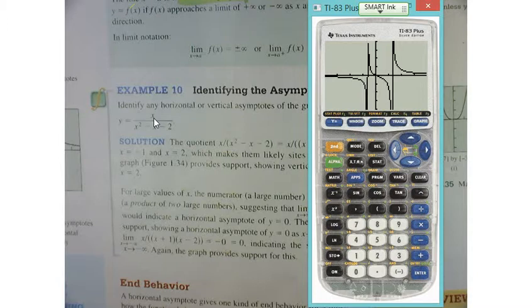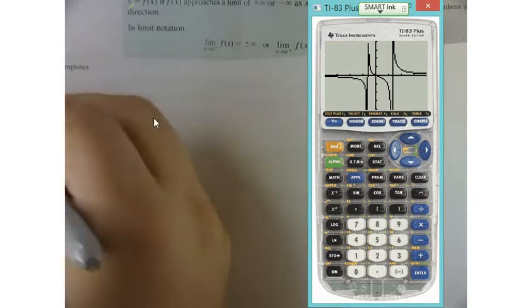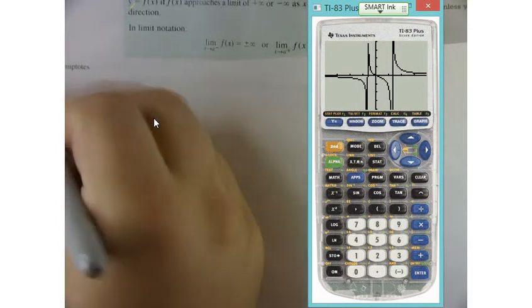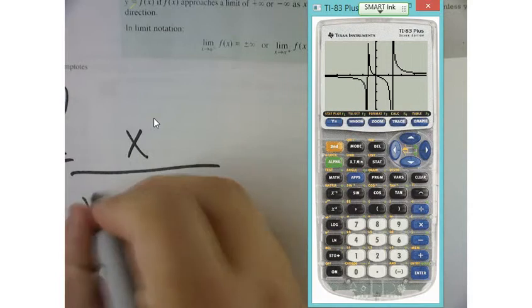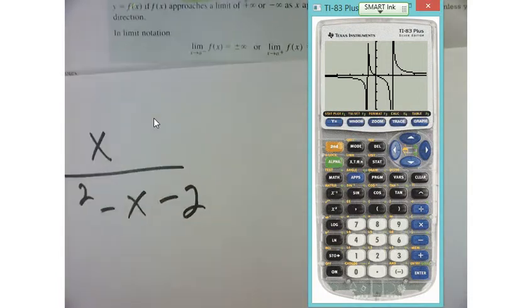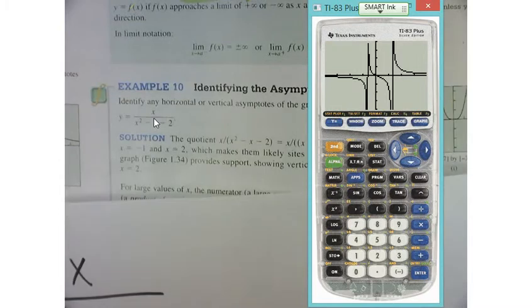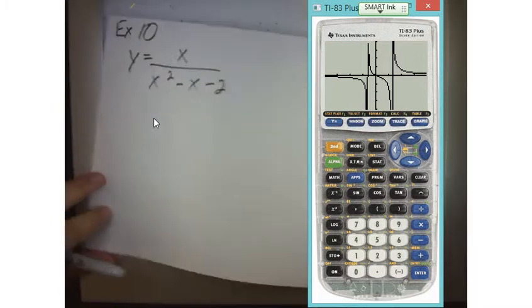We're going to have to algebraically prove this, and we'll still have to use our calculator too. So, let's write down the equation. The equation is, for example number 10, y is equal to x over x squared minus x minus 2, right? Is that right? Is that what it was? Yeah. Alright. Zoom out. And so now we're looking at the graph.